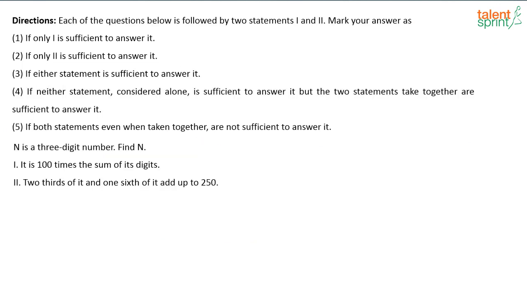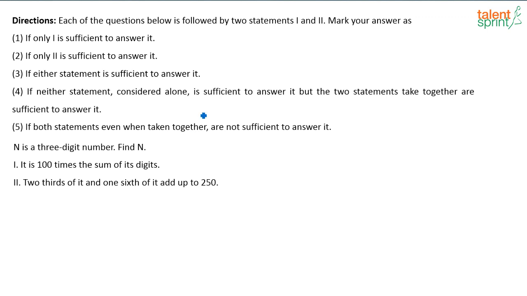Next one. The next question is on data sufficiency. So read the question and give me the answer. What is given here? N is a 3-digit number. Find N. The first statement says it is 100 times the sum of its digits. The second statement says 2/3 of it and 1/6 of it add up to 250.